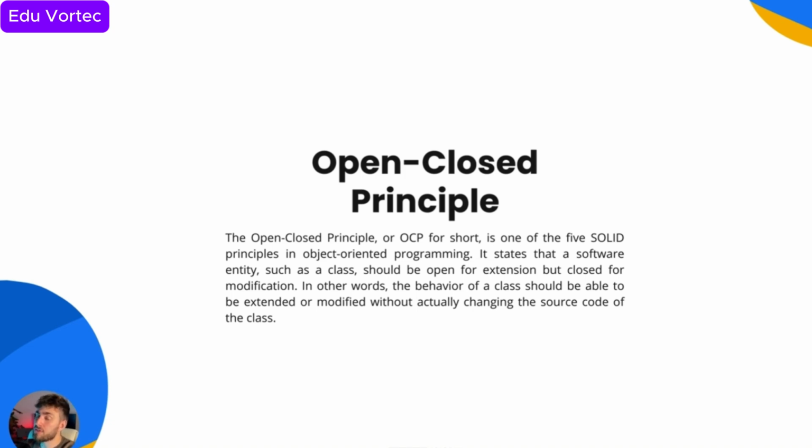Why is it important? Well, think about the impact of changing code. Whenever you change the code, there is a risk of introducing bugs, breaking existing functionality, or causing unexpected behavior. By following the open-closed principle, you ensure that you can change the behavior of a class without changing its source code. This makes it easier to maintain your code and also helps you to avoid introducing bugs or causing unexpected behavior.